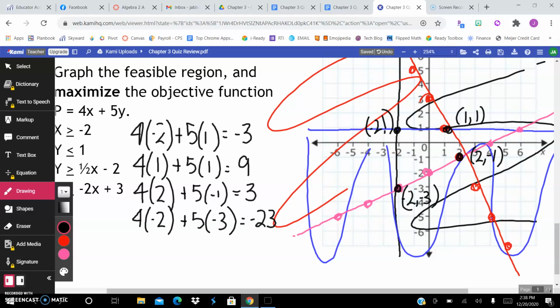So if we're trying to maximize, we're looking for our largest answer, which would be 9 here. And that was from the ordered pair 1, 1. So 1, 1 equals 9.